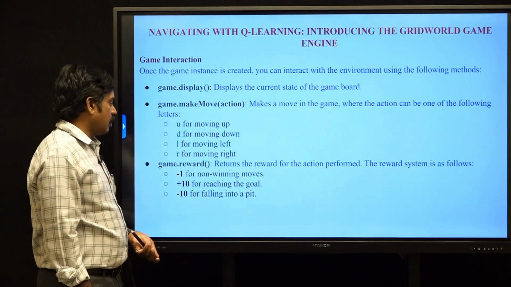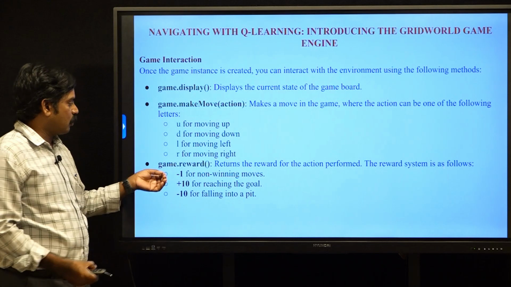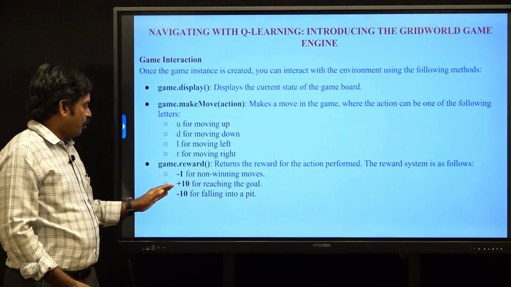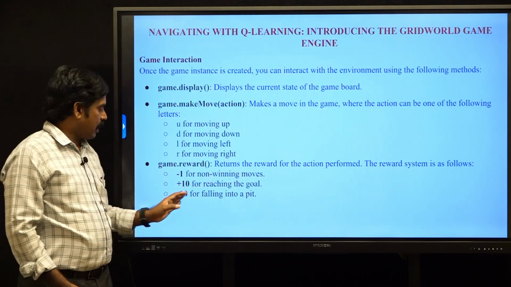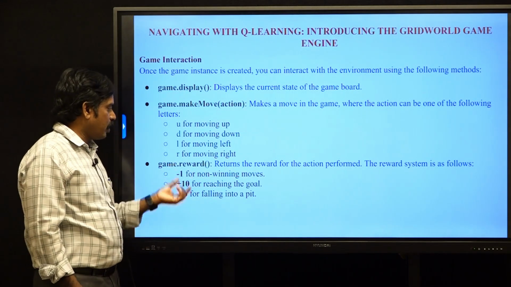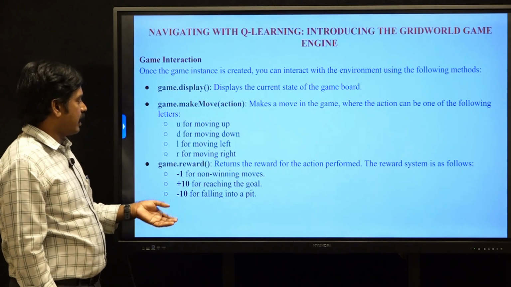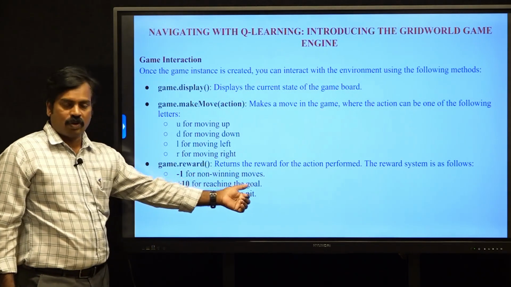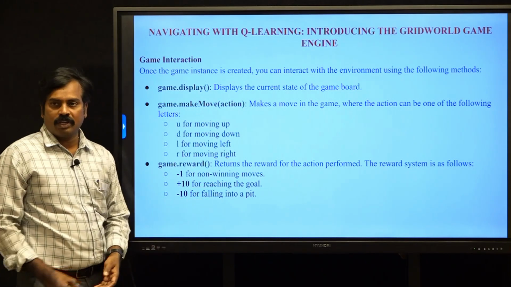In this example, the possible rewards are -1 for non-winning moves, +10 for reaching the goal, and -10 for falling into a pit. These are the possible rewards in this game for the actions: -1 for a non-winning move, +10 for reaching the goal, and -10 for falling into the pit.